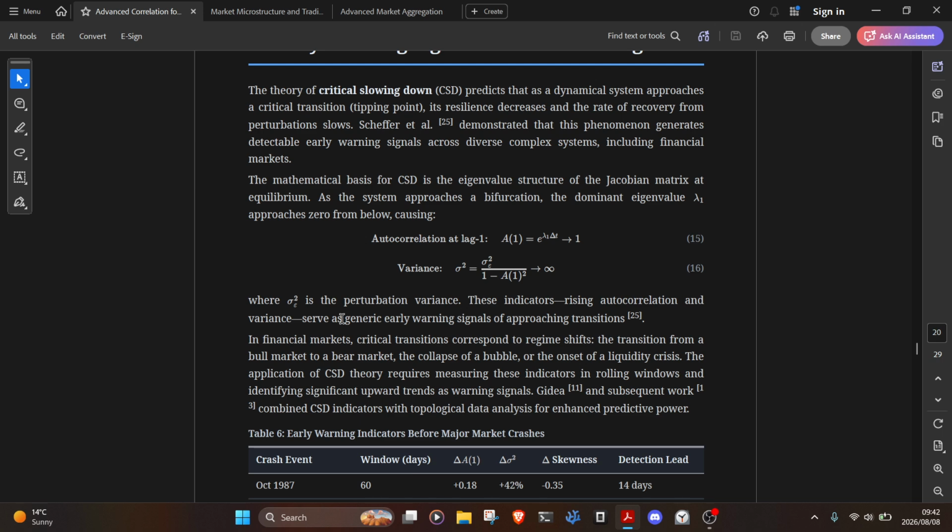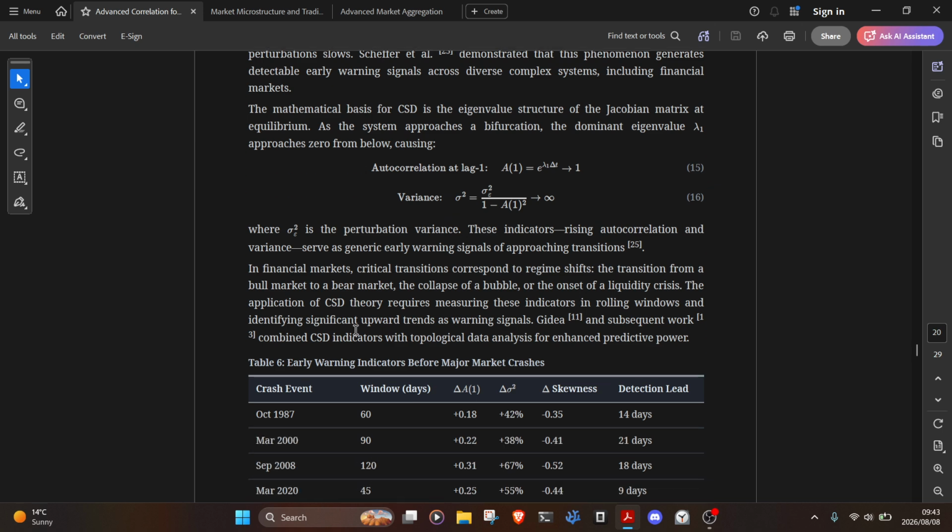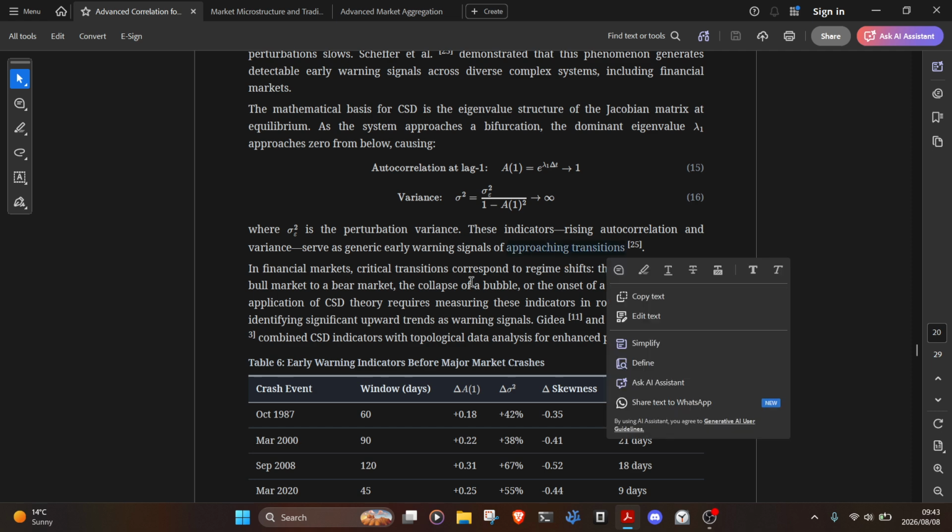The mathematical basis for critical slowing down, or CSD, is the eigenvalue structure of the Jacobian matrix at equilibrium. As the system approaches a bifurcation, the dominant eigenvalue lambda sub 1 approaches 0 from below, causing the autocorrelation at lag 1 to tend to 1 and the variance to tend to infinity, where sigma sub epsilon squared is the perturbation variance. And these indicators, rising autocorrelation and variance, serve as generic early warning signals of approaching transitions.